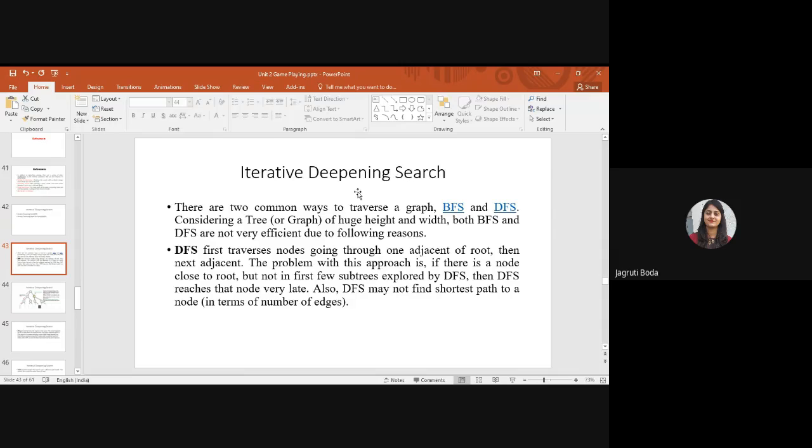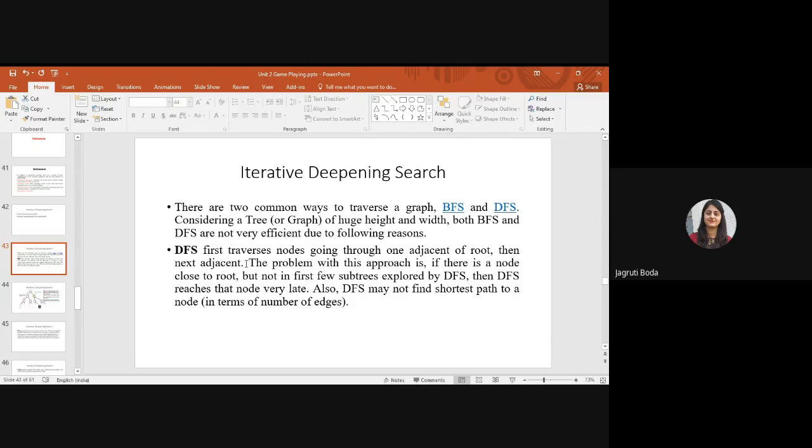You already know the two major search techniques, BFS and DFS, right? These are the two common ways to traverse a graph. Considering a tree of huge height and width, both BFS and DFS are not very efficient due to the following reasons. You already know the advantages and disadvantages of BFS and DFS. Sometimes they do not provide a good result because the tree is very long, and sometimes they do not guarantee a complete answer, right?